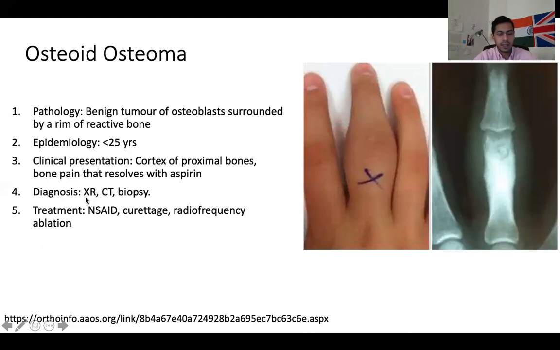Diagnosis, once again, the standard three: X-ray, CT, biopsy confirmed. Treatment, NSAIDs again, curettage to remove this kind of reactive bone, just to reduce the size of the actual tumor, and radiofrequency ablation, which can quite nicely reduce the size of the mass. And so this is an osteoid osteoma.